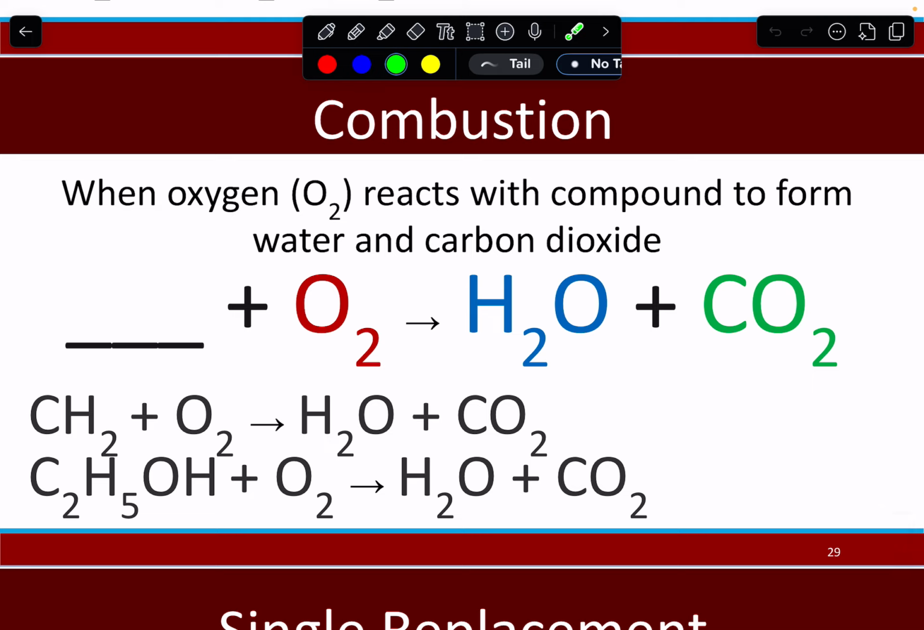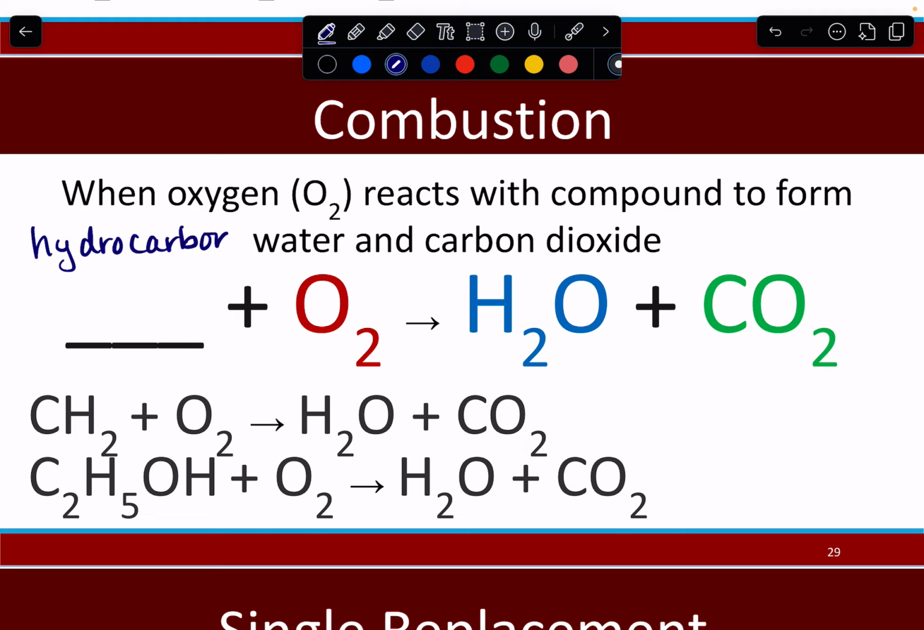All right. The key thing with combustion is you must have oxygen reacting with a compound in order to have a combustion reaction. The products of a combustion reaction are always water and carbon dioxide. Those are two products you will always get. Now, the key thing is that we say it reacts with a compound. Usually, these are going to be what we call hydrocarbons.